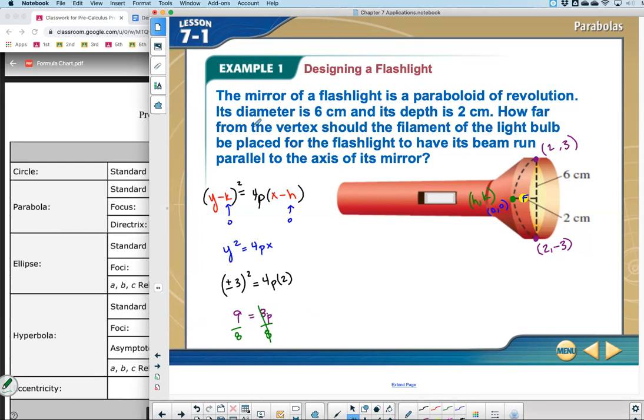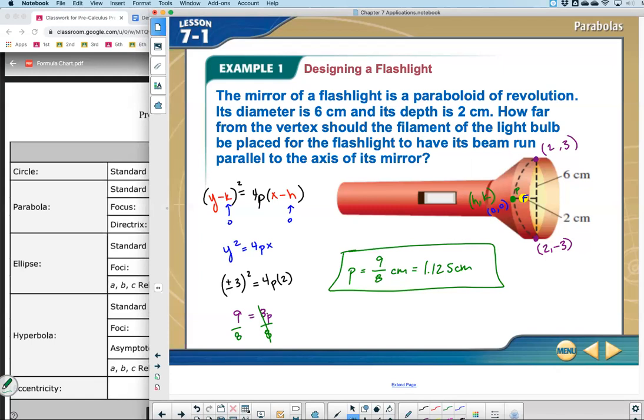How far from the vertex should the filament of light be placed? So that is saying the P value. That's what we're looking for, is the P. And so on this problem, our answer would be 9/8 of a centimeter, which I believe if you put in the calculator is 1.125 centimeters. And that would be our solution.